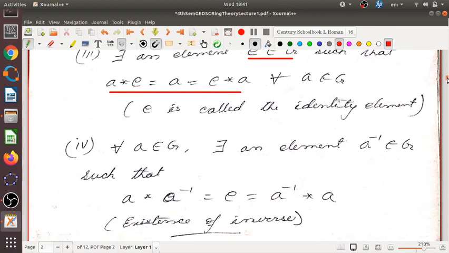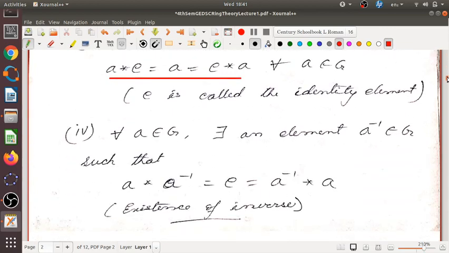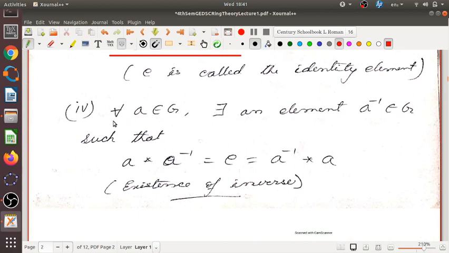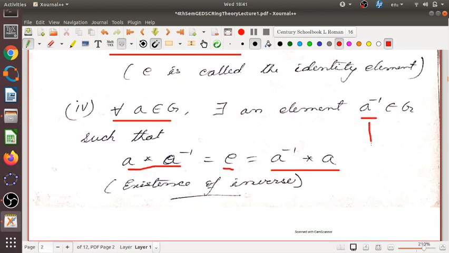And the fourth property: if G is a group, then for every a inside G, there is an element which we denote by a inverse, which is also inside G, and it satisfies a star a inverse equal to the identity element equal to a inverse star a. So this a inverse is called the inverse of the element a. So if G is a group, then every element should have an inverse.